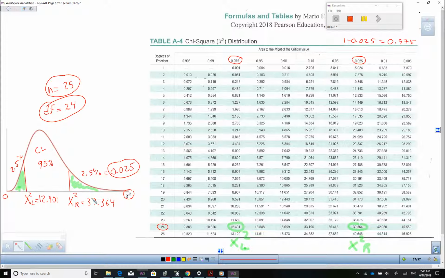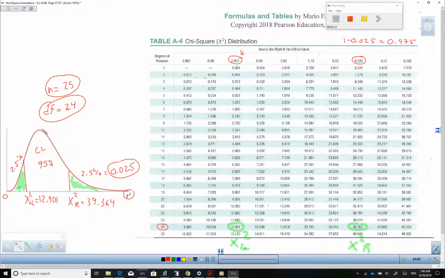Okay, notice that 95 plus 2.5 is 97.5, which is this number right here. Using this row and this column, the one of 24 degrees of freedom, we obtain that my left critical value is 12.401. So this is my right critical value, and this is my left critical value.